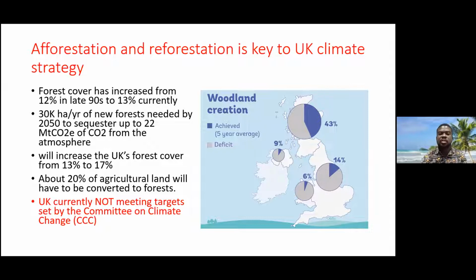Obviously, as I said previously, it raises issues about food availability and cost. But perhaps the bigger worry, as shown by this map on the right-hand side, which is taken from the Woodland Trust, is that the UK is doing very woefully in its afforestation program. Scotland, which is doing best, is only doing about 43% of what it needs to be doing at the moment, and other places, Northern Ireland, Wales, and England, are far, far behind. In fact, the UK is currently doing just about 10,000 hectares per year when the CCC recommends more than 20,000 hectares per year.